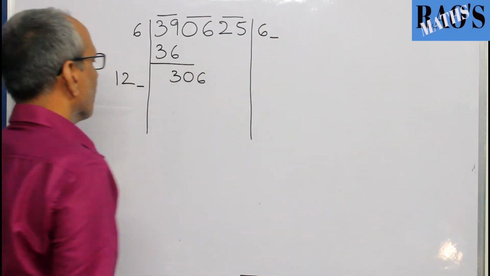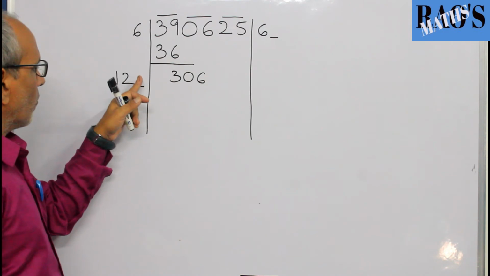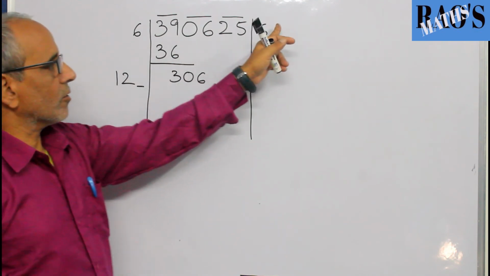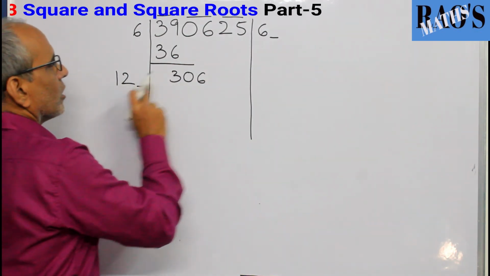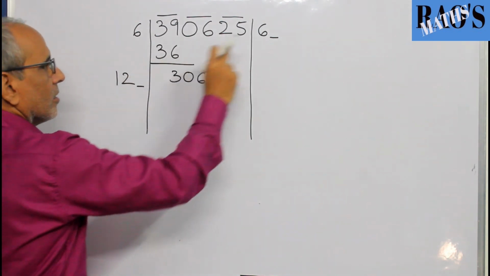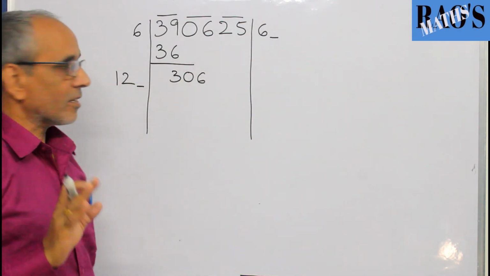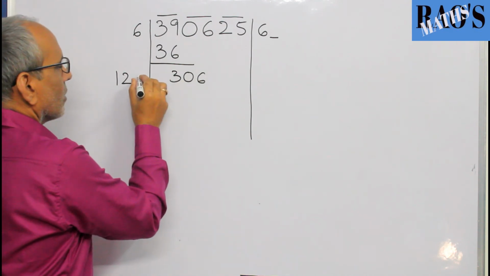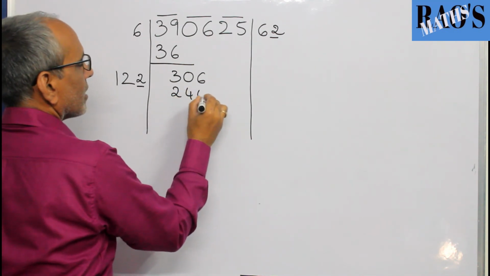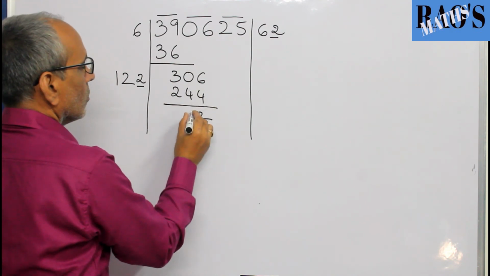I have to guess here. If I take 5, no. If I take 1, 121 ones, 121. If I take 2, here also I should write 2, so that 122 twos, 244. If I take 3, 123 threes, 369, so greater than this number, so I fix 2. So I get 244, which is less than 306. Division as usual, 2, 6.